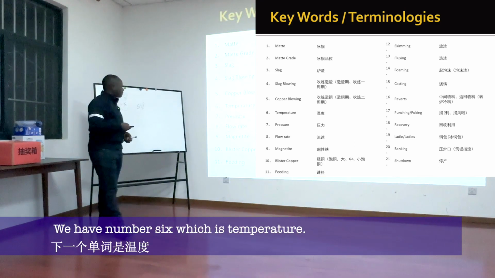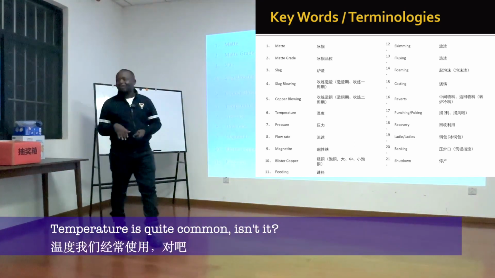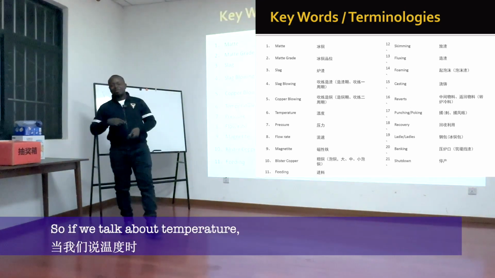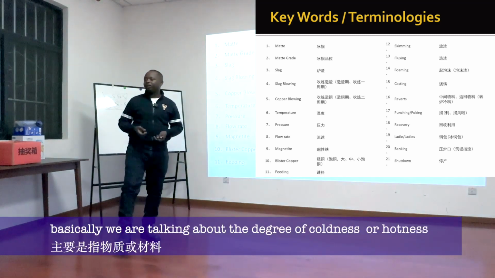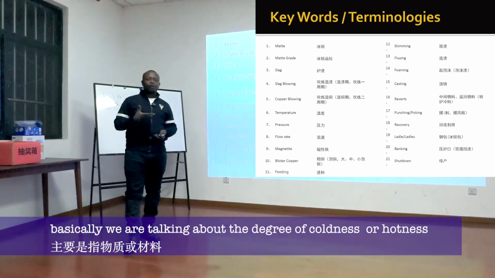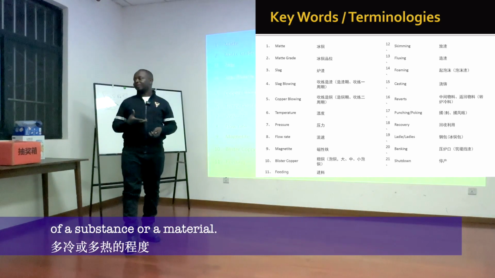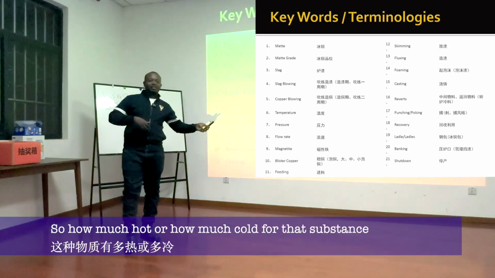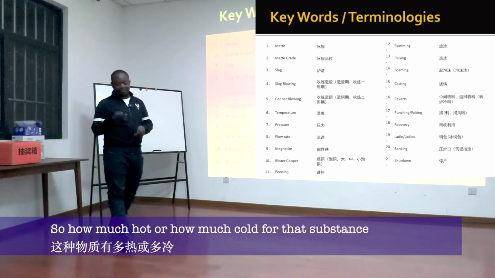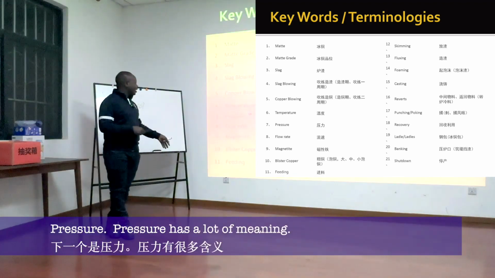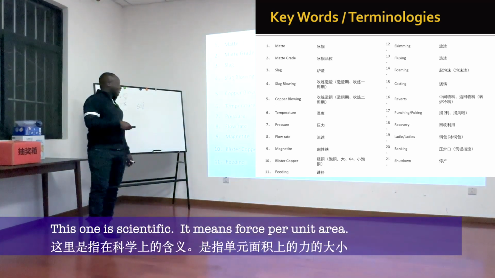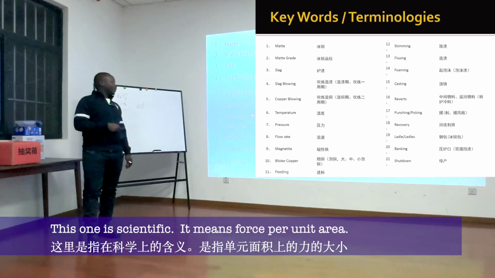We have number 6, which is temperature. Temperature is quite common, isn't it? If we talk about temperature, basically we are talking about the degree of coldness or hotness of a substance or a material. How hot or how cold that substance is, is called temperature. Pressure. Pressure has a lot of meanings. This one is scientific. It means force per unit area.